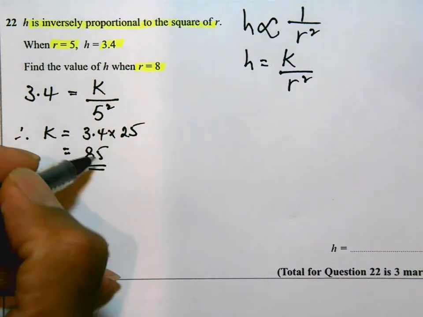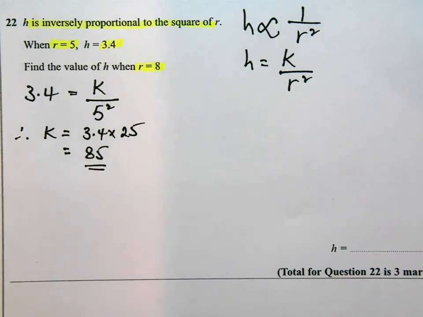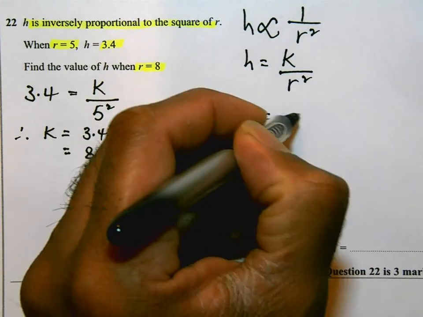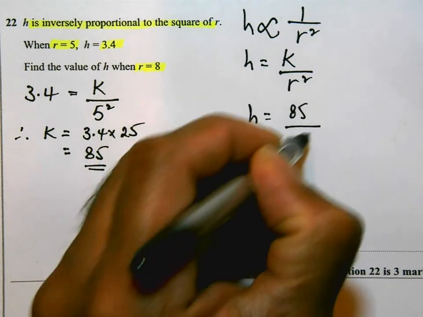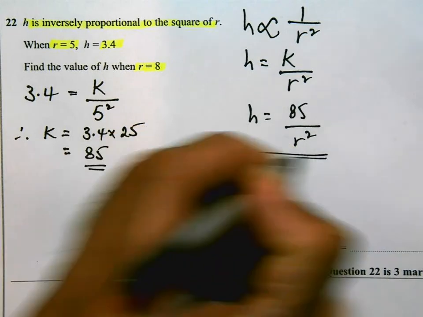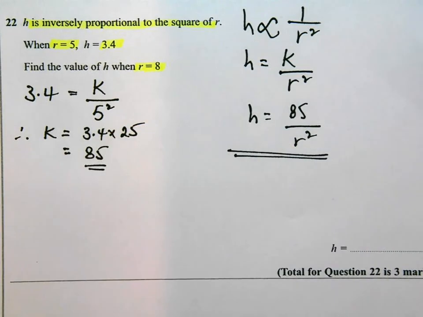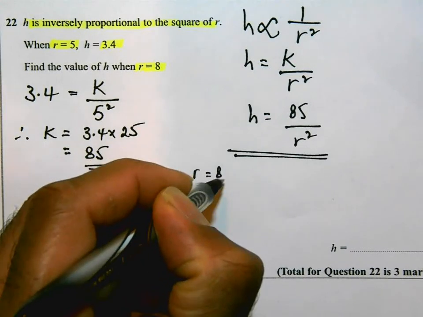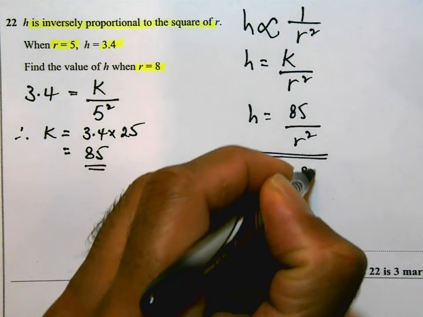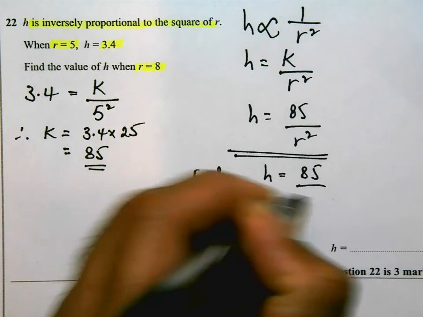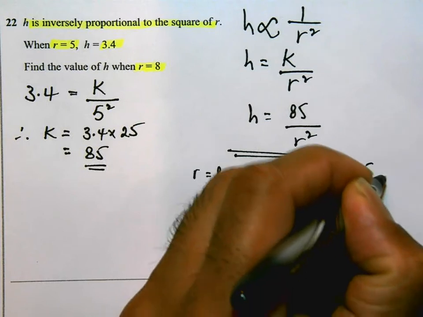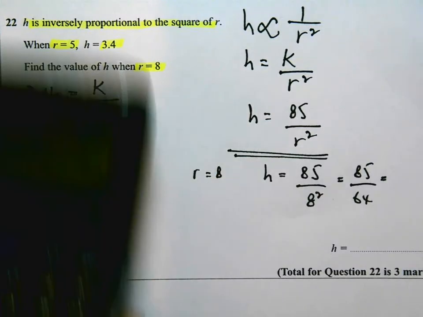What that tells me is that my equation overall is going to be h is equal to 85 over r squared. Now I can use that to help me work out what h is when r is 8. So if r is equal to 8, h is equal to 85 over 8 squared. That's 85 over 64. And what is 85 over 64? That's what I'm going to write in my answer space.